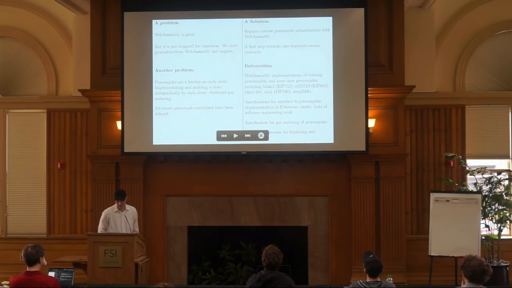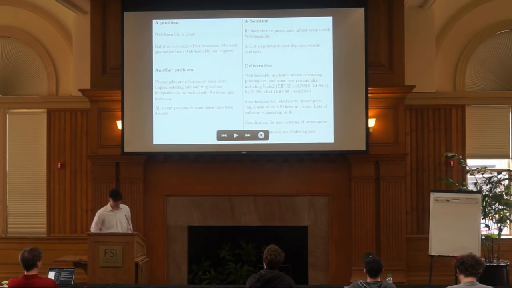So the solution is replace the current precompile infrastructure with WebAssembly. And this is a first step in a journey for general user-deployed EWASM contracts. The advantage of precompiles is that we have a subset of EWASM. We can start with a first step, a small step, where we're sure we know what code we're executing. We can check things, and we can hopefully audit and even verify things before we even start.